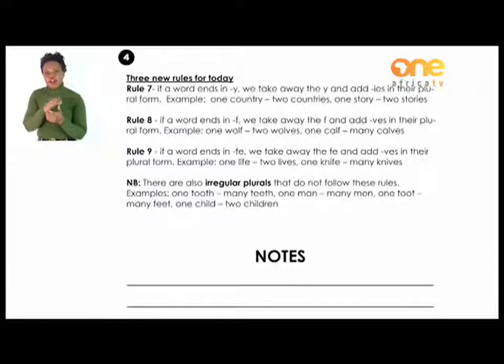Story. Stories. That's rule number 7. Throw away the Y. Replace with IES. Let's go to rule number 8.